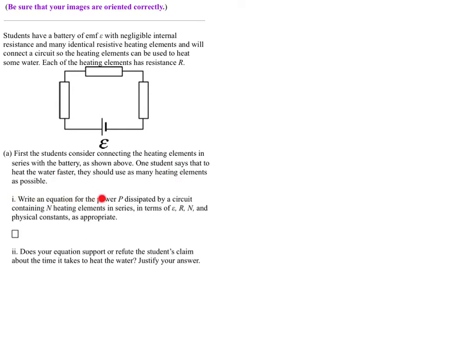1. Write an equation for the power P dissipated by a circuit containing N heating elements in series in terms of E, R, N, and any physical constants as appropriate. And then 2. Does your equation support or refute the student's claim about the time it takes to heat the water? Justify your answer. Before we dive too far into it, I really want to stress here, they want answers in terms of these symbols. So those symbols and only those symbols. And they're probably looking at things like epsilon naught for the constants, but that's kind of boilerplate. They always say physical constants as appropriate.